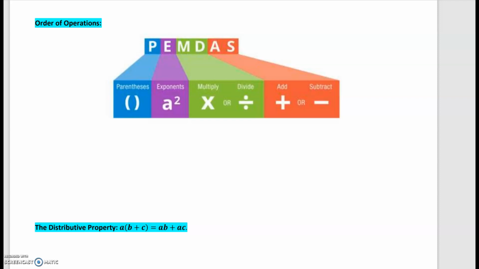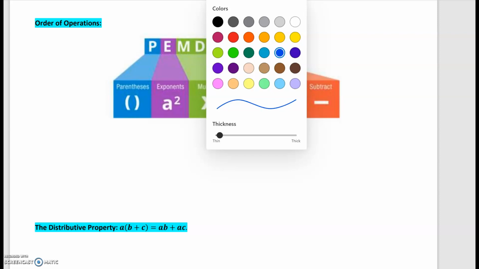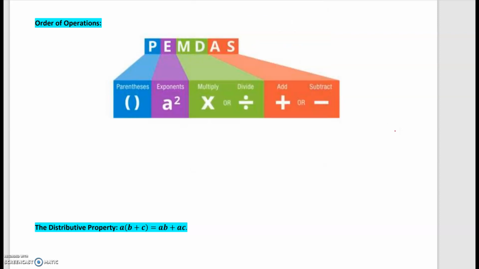Hi class, the next set of problems are going to require us to use the order of operations. In this case, you're looking at parentheses to simplify, then exponents, then the following two are important. So you're going to be doing multiplication or division, whichever comes first from left to right, and then addition or subtraction, whichever comes first from left to right. So let me just write it as from left to right.